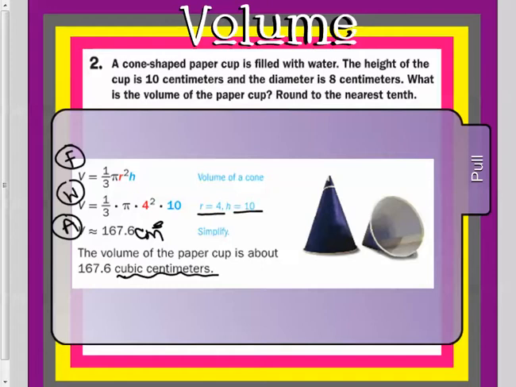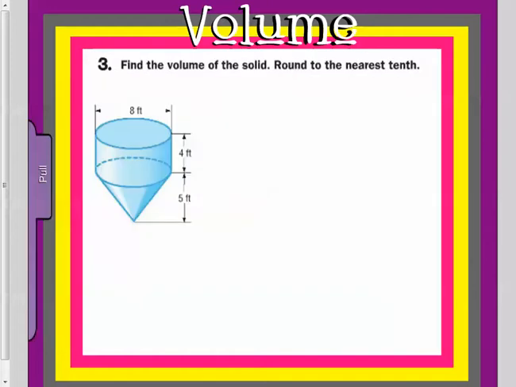Okay, this next one is going to take a little bit of recall. Find the volume of the solid, round to the nearest tenth. You have a cylinder here and you have a cone. We're going to apply what we learned in previous classes to this video. So first find the volume of the cylinder, find the volume of the cone, and bring them together to make one composite figure. Go ahead and try this one, and I'll be back in just a second to show you the answers.